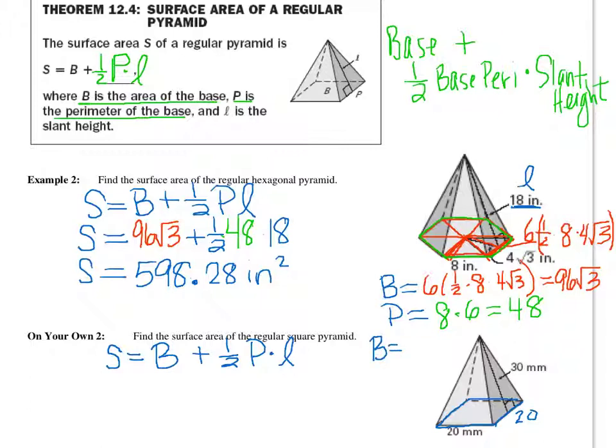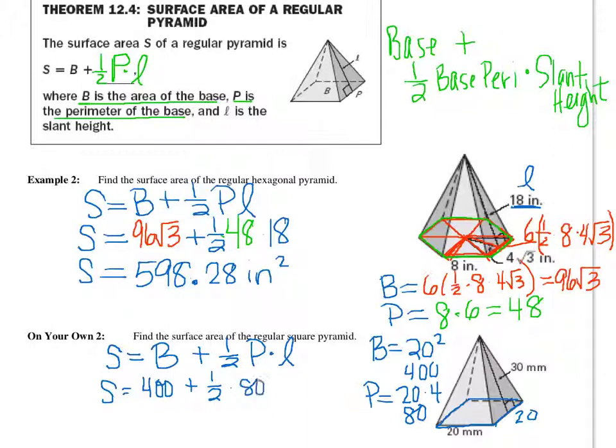And this is a square, so my area is just 20 squared. So that is 400. So S equals 400 plus half times my perimeter. I need to find P. Well, it's a square, so it's going to be my side length times 4. So 20 times 4, that's just 80.